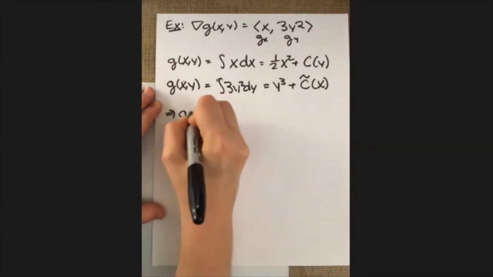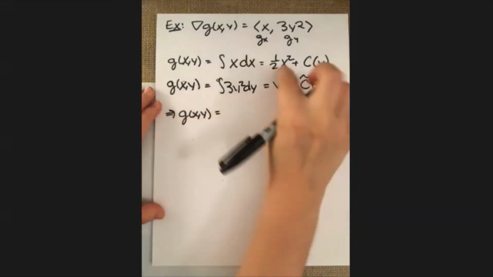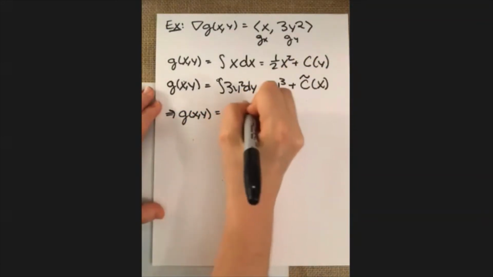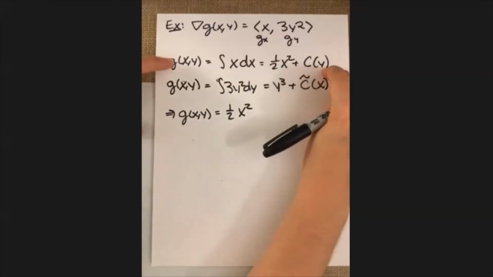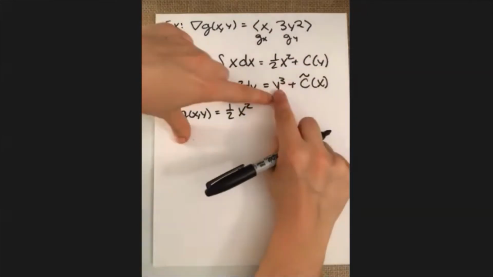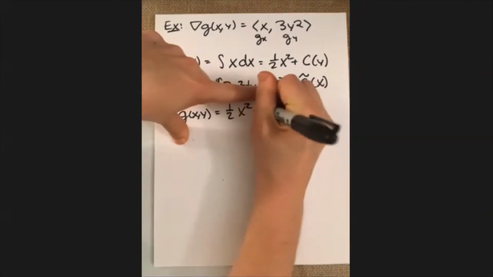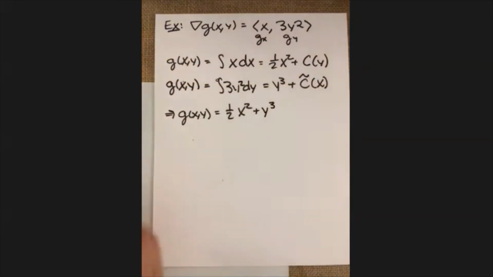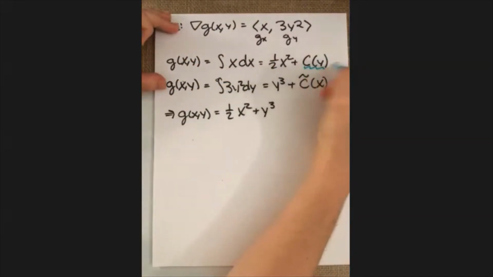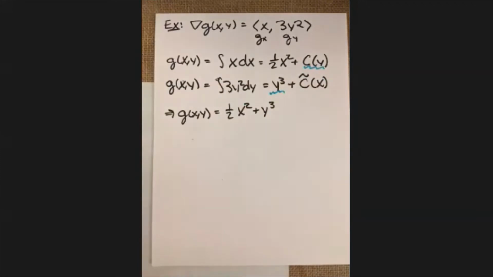Well, kind of putting this information together, I know that I have to have that 1/2 x squared and some unknown function of y. Well, when I look at my next integral, it tells me that there has to be a y cubed. So that unknown function in terms of y actually gets accounted for when I take that next integral, kind of fills in that piece of missing information.